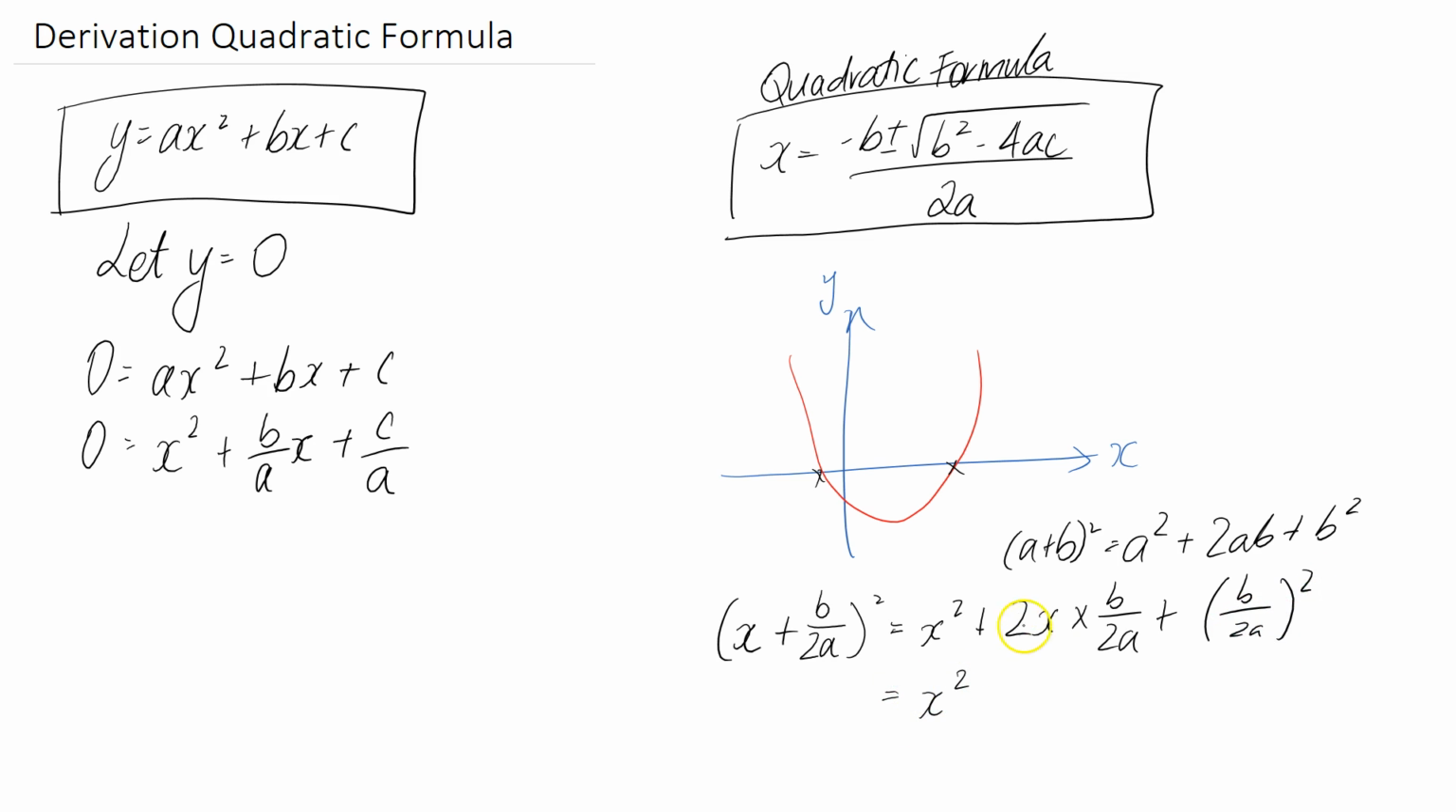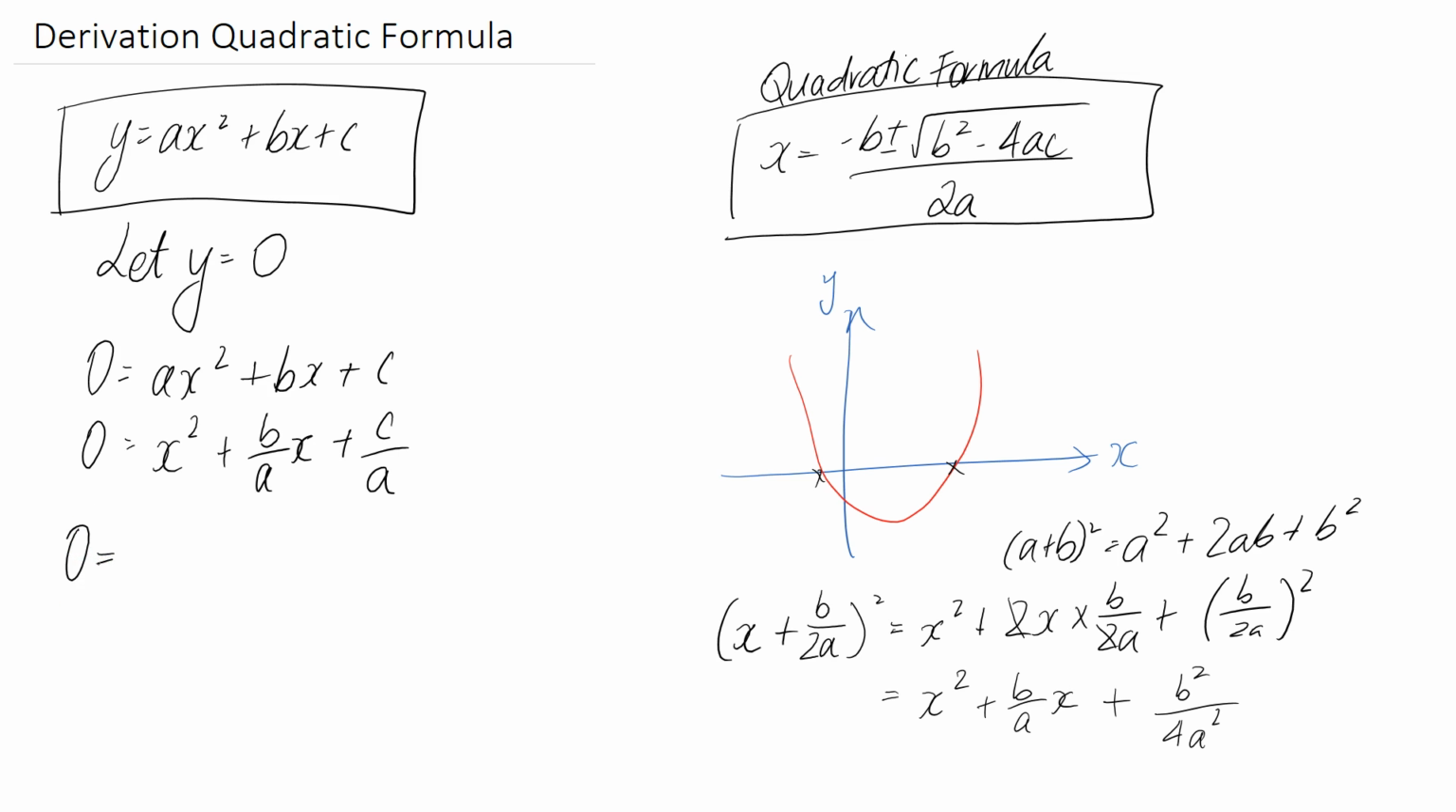So if we clean it up, 2 cancels with 2, and we end up with b on a times x. And expanding this, remember the squared needs to apply to everything. So we get b squared on the top line, and then 2 squared is 4, and a squared is a squared. And what we see here is that the x squared plus b on a x matches with what we have over here, which is what I was looking for.